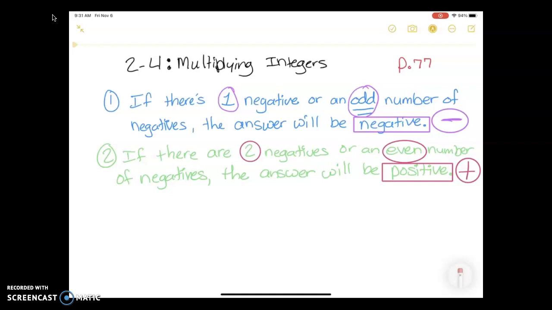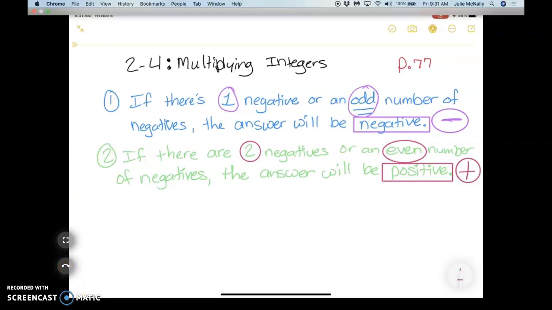Now we're going to do some examples. So be sure to pause the video to copy these into your notebook. Did everyone get these copied down? Do you need more time?